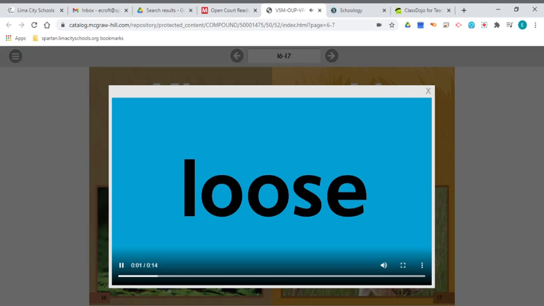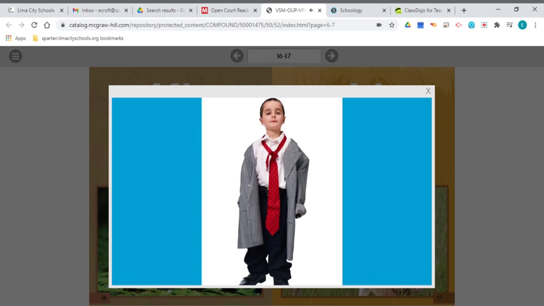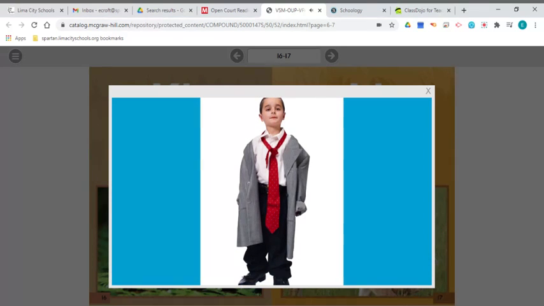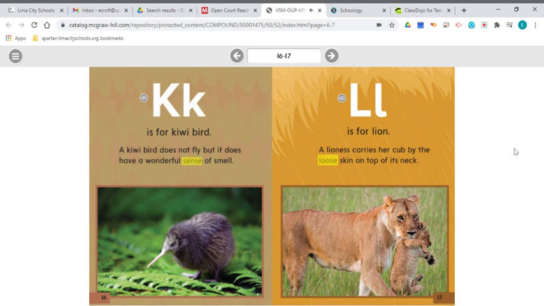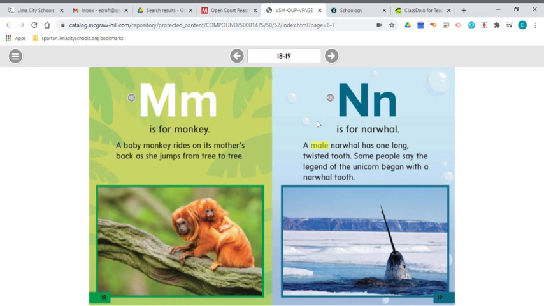Loose, not tight. These clothes are too loose on me. They're too big. Loose. All right, so it means not tight. So that skin is nice and loose to give room for the mom to be able to carry her baby around. Now the next one we kind of already talked about, male.